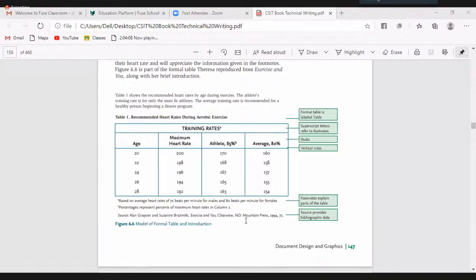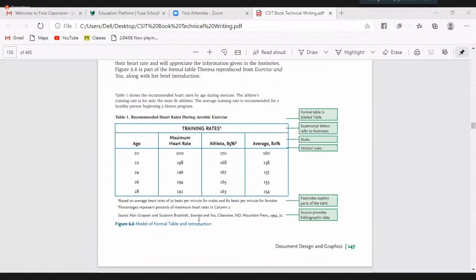See, this is from what is given here: Alan Gershon and Susan Brzezinski. These two are the writers of Exercise and You. Isn't it? This is the title of the book. So this book has been written by these two writers. And then what is given here? Clear View. Then here is the title. Then here Mountain Press. Mountain Press is the name of the publisher, isn't it?